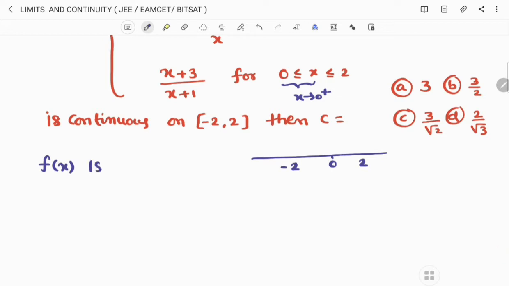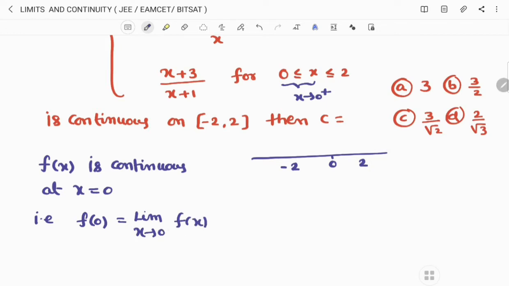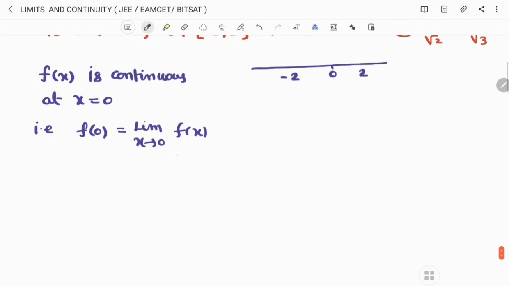Continuous on the closed interval means 0 belongs to the closed interval [-2, 2]. f(x) is continuous at x = 0. So f(0) is equal to the limit as x tends to 0 of f(x). For this limit to exist, the left hand limit as x tends to 0 minus of f(x) and the limit as x tends to 0 plus of f(x) both must exist and be equal. Then only you will get the value of c.